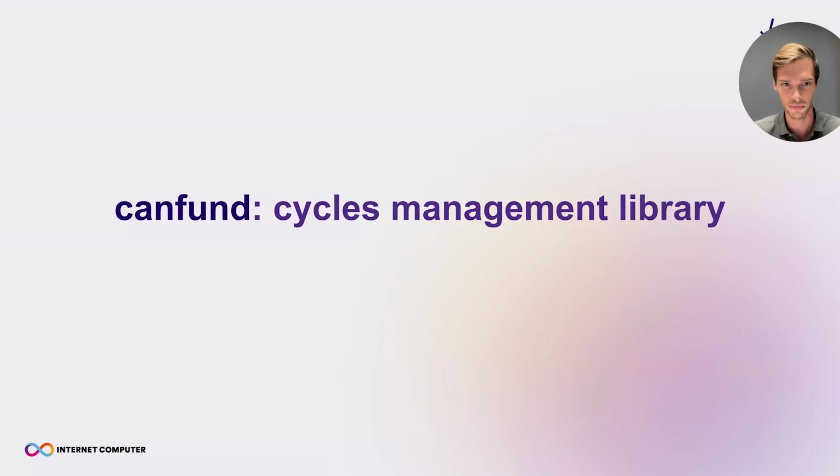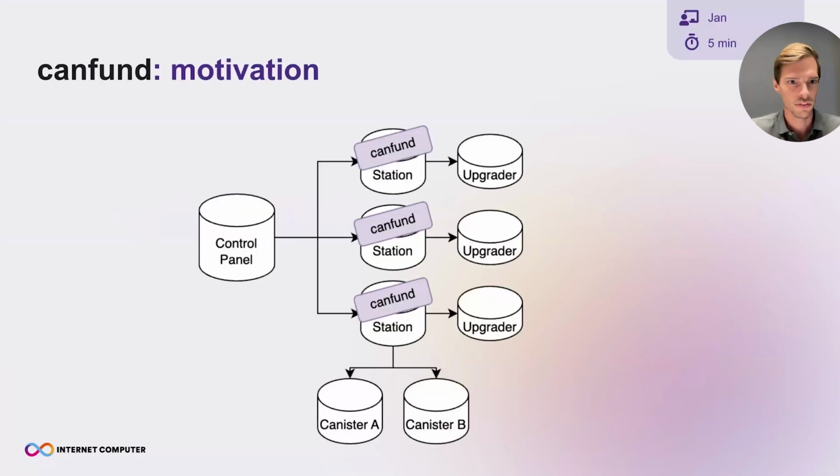So Canfund actually comes from Orbit. In Orbit, every user can create their own station. Alongside each station, there is also an upgrader, which takes care of the life cycle of the station. And you can also link other canisters to a station for each user. The station itself, as it is also a wallet, needs to top up itself to have enough cycles, but also needs to top up upgraders and potentially also the linked canisters.